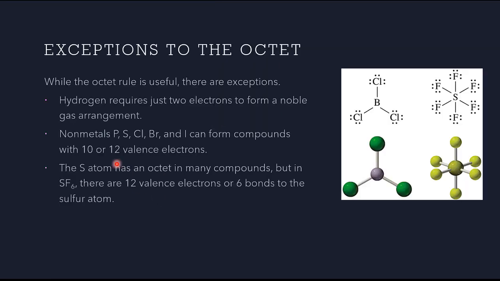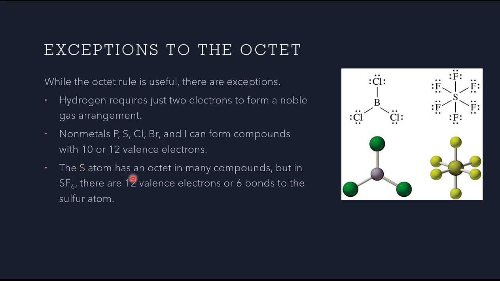Exceptions to the octet. So while the octet rule is useful, please remember there are exceptions. Again, hydrogen only requires 2 electrons in order to satisfy its duet rule. Nonmetals such as phosphorus, sulfur, chloride, bromide, and iodine can actually form compounds with 10 or 12 valence electrons. We're usually not going to have to worry about this. I'm not going to give y'all anything super complicated to do a Lewis dot structure on.